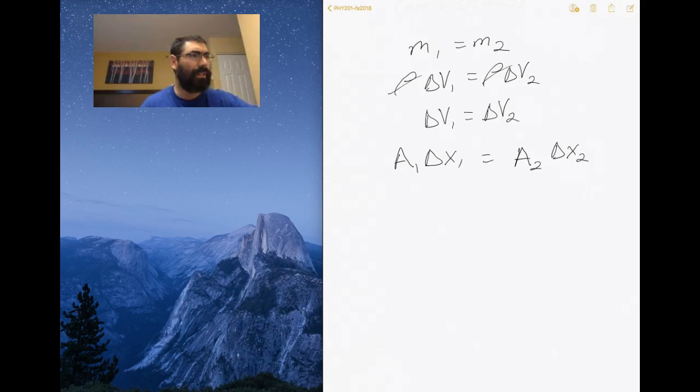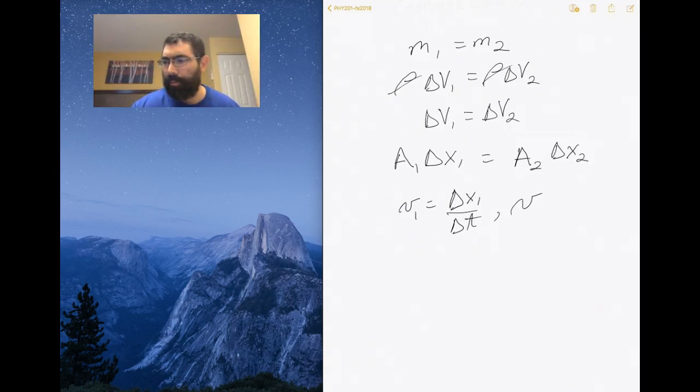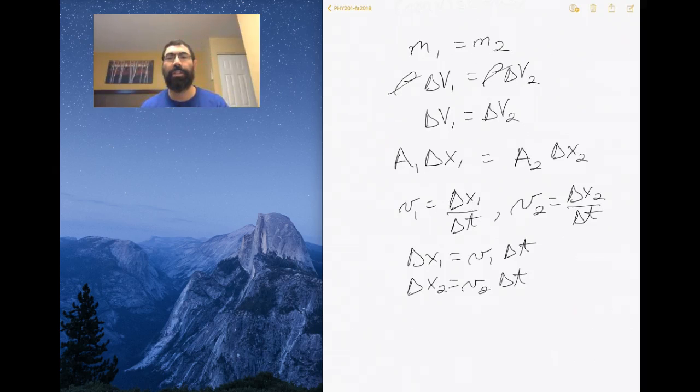Okay. So what we'd like to look at now is the velocities. The velocity of that first volume is how fast it can move a change in distance, delta x1, in a certain amount of time, delta t. And the velocity of the second section is delta x2 divided by delta t. And so now we can solve for those. So delta x1 is v1 times delta t. Delta x2 is v2 times the change in time.